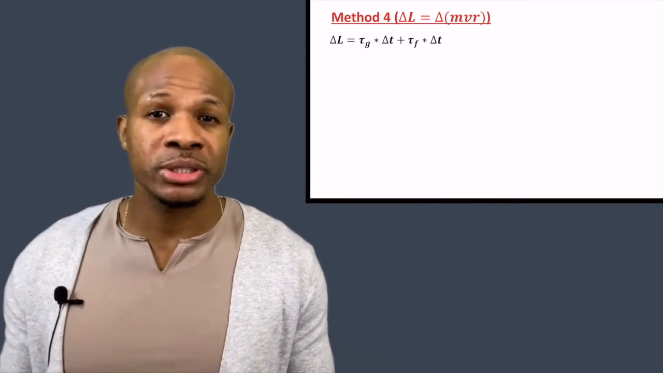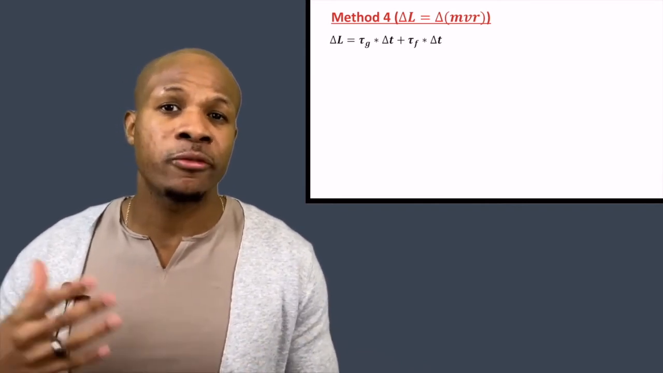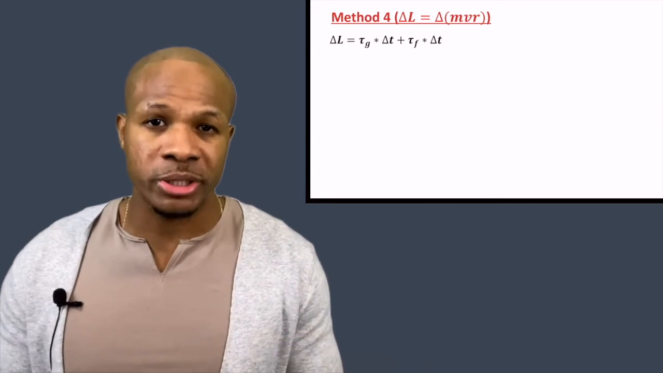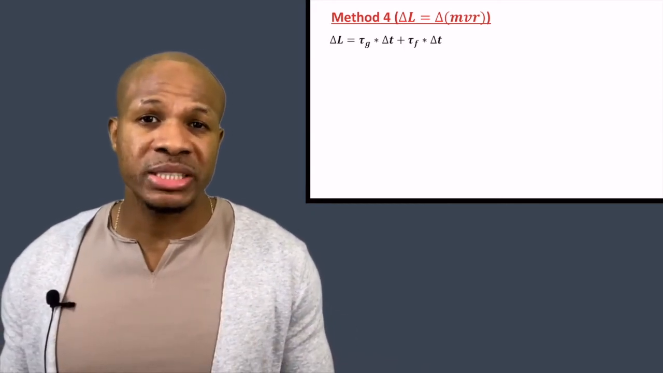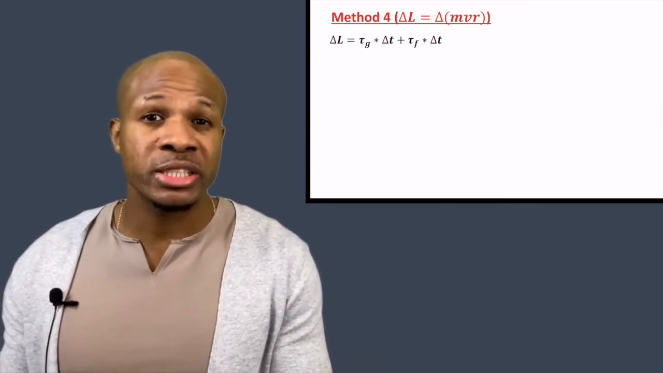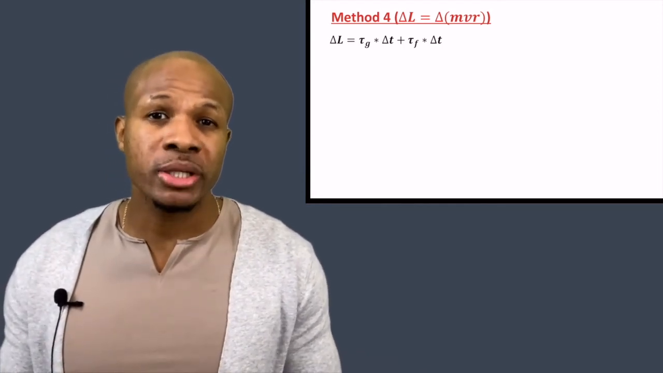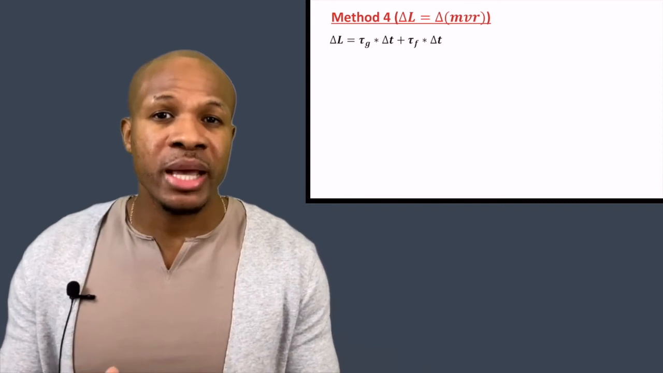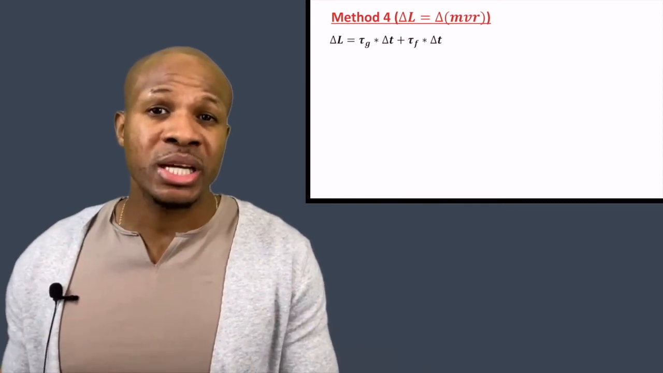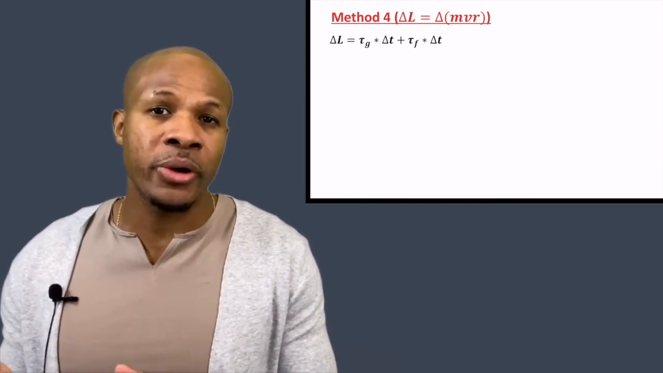Once again, the two forces that are going to pull on the rope are the force of gravity and the frictional force. So the change in angular momentum of the system is going to be equal to the gravitational torque times the change in time, plus the frictional torque times the amount of time that friction acts on the system. Torque is the radius times the force, and the radius is going to be the radius of the pulley.